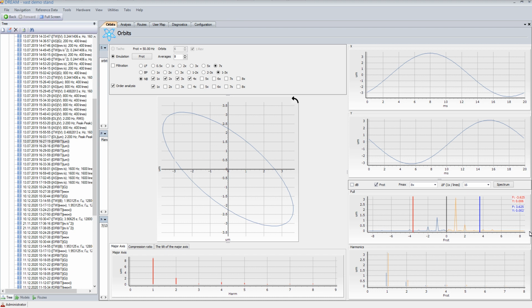Also, what we have is the harmonics spectra. So the positive and negative harmonics are taken and just drawn in one spectrum, so that you can easily compare them.